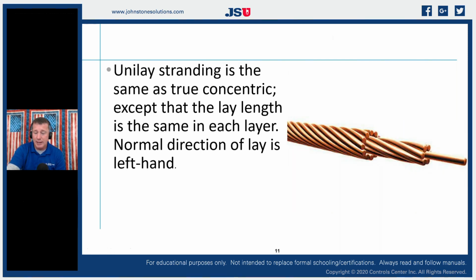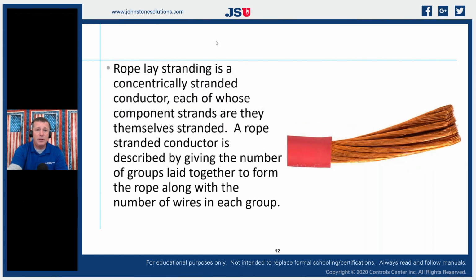With that unilay, we're going to run it all in the same direction, and it's typically wound in a left-hand rotation. That one's called the unilay. And then, of course, we also have our rope lay stranding, which is concentrically stranded, where each component's strands are themselves stranded. So we're going to take a rope or a stranded wire, and then intermingle it with a whole bunch of other stranded wires, and you'll find this quite often as well.